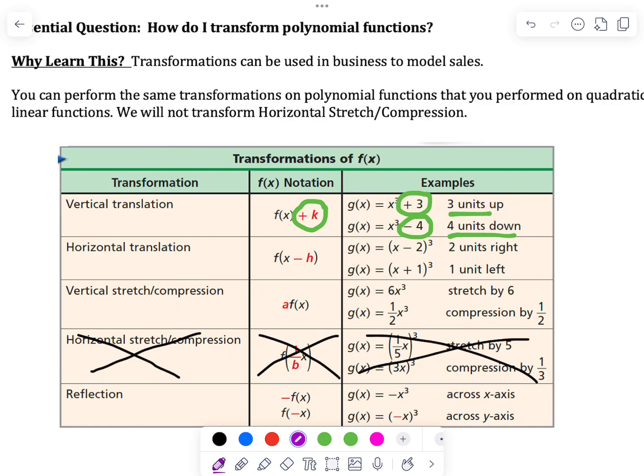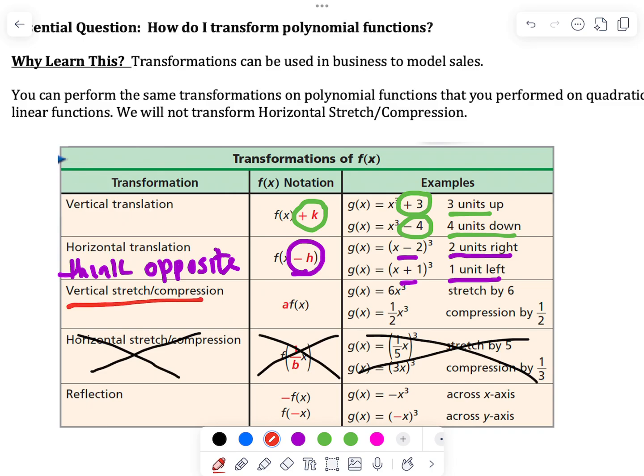For horizontal, that happens inside the function, and I say think opposite. If you have a minus 2, think opposite, you're going to move right 2. If you have a plus 1, you're going to think opposite and move left 1.